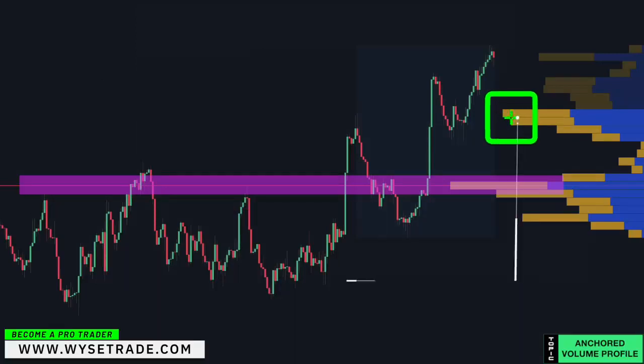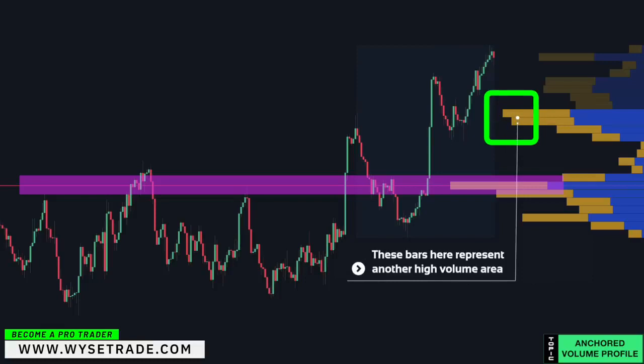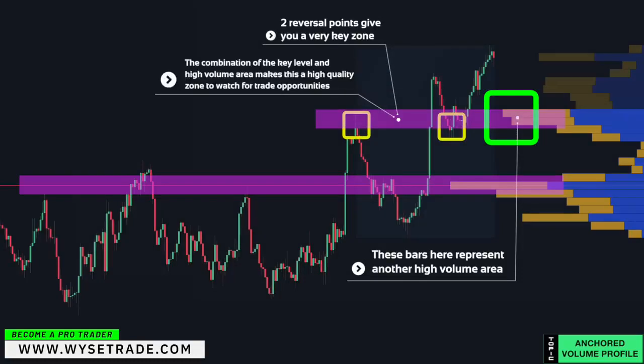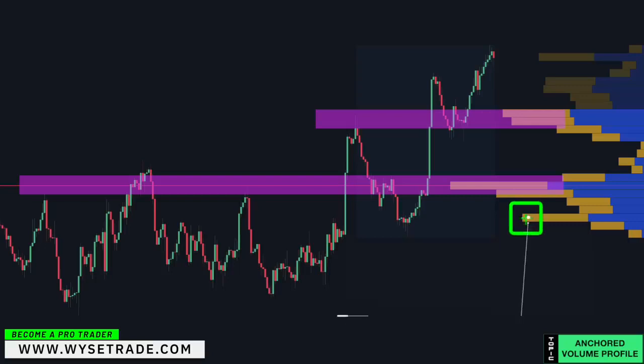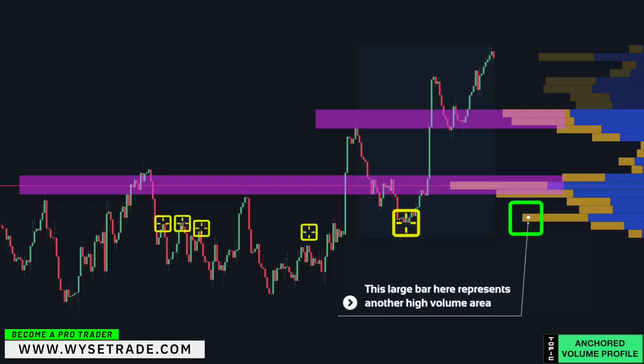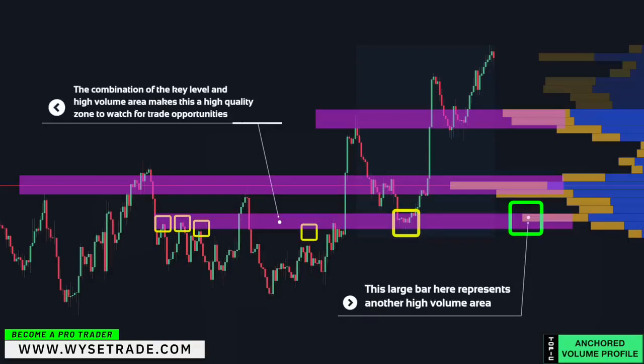Now these bars here represent another high volume area. These reversal points here represent a key level. The combination of the key level and high volume area make this a high quality zone to watch for trade opportunities. You then have this large volume bar here that is also where you have multiple reversal points of price, giving you another high quality zone to watch for trade opportunities.